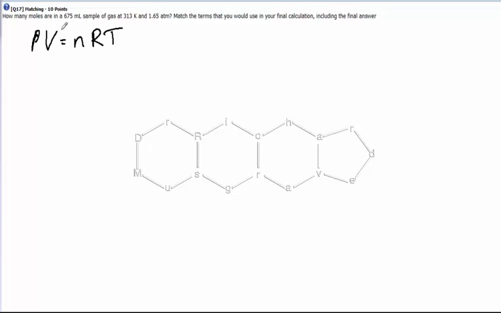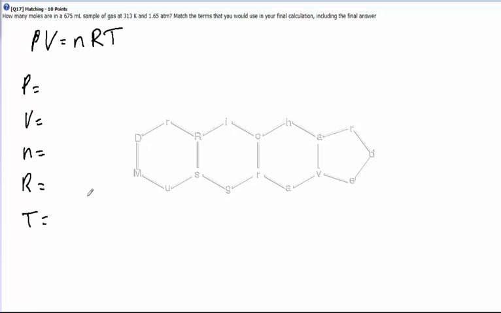The other giveaway here that we need to use PV equals nRT is the fact we've been given moles, and moles is going to be part of this equation as well. Alright, so the first thing we do is write out what we have.